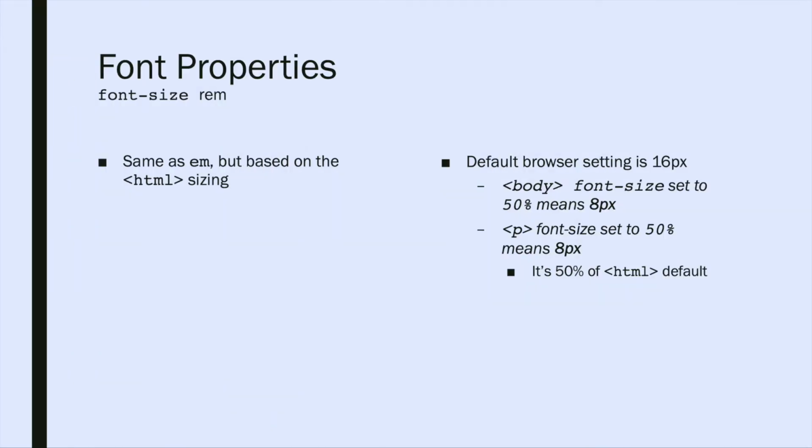However, you also have REM, which is the same as EM, but based on the HTML sizing, or the root page sizing. For example, if you set the standard default sizing at 16 pixels, and then you set the body at 50%, that means that the font size will be set to 8 pixels. And just as before, if you set the P tag font size to 50%, that means that it will be 8 pixels as well, because it's 50% of the HTML root default.